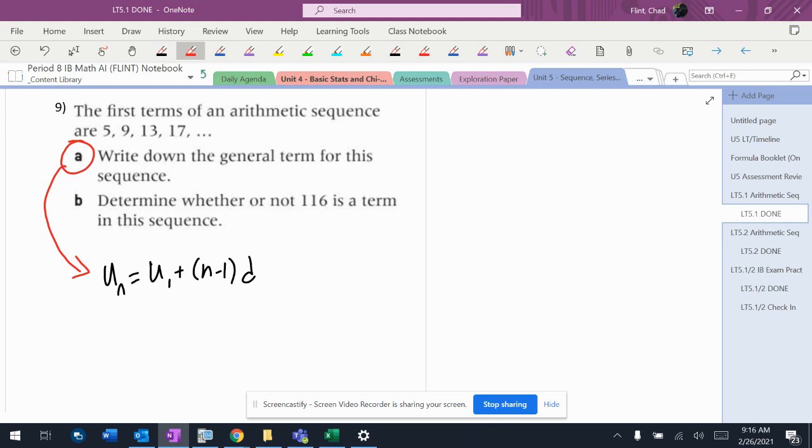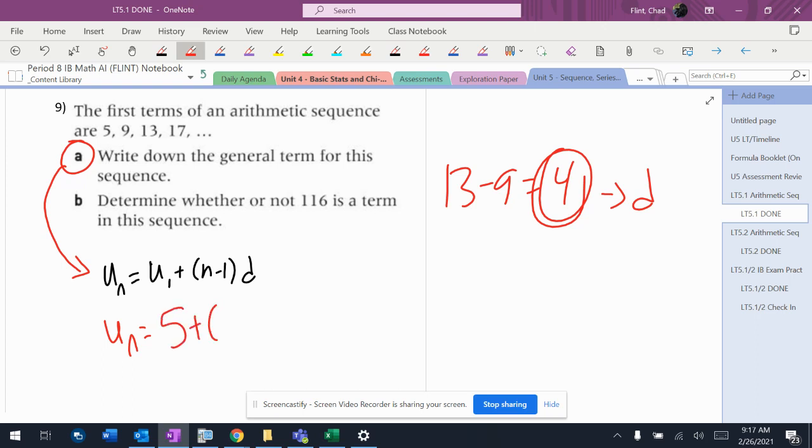And it tells me it's arithmetic, so I can pick any two consecutive numbers and get the common difference. So just because, I'm going to do 13 minus 9 and get 4. And if you did any other two numbers that are consecutive, in a row, you would get 4. Okay? So what's the A part is just Un equals, the first term is 5, plus n minus 1, and the common difference is 4. So that's my general term, meaning that I can find anything I want by plugging in n.